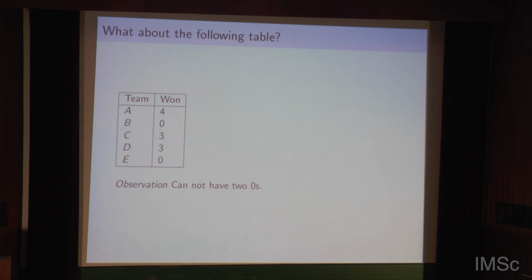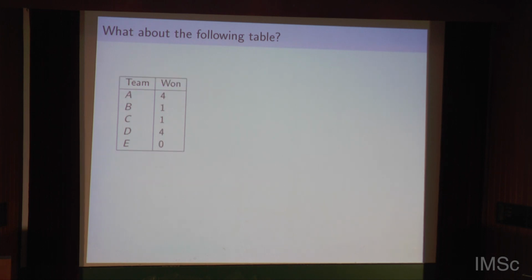Of course, you can ask the question, what if there are ties? Yes, that's another completely different exploration. I'll leave it to you to try. But in this model, you cannot have 2 zeros, so this is not a valid sequence. Okay? What about here?